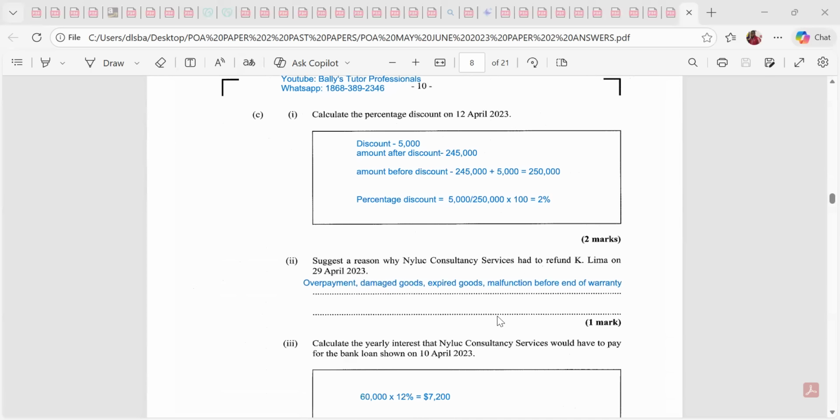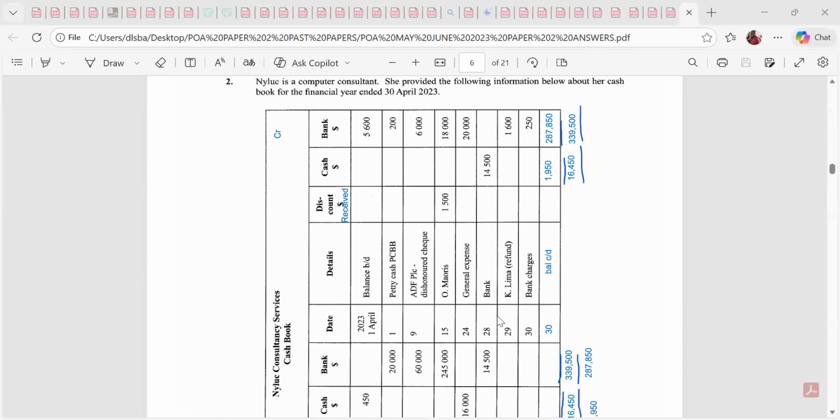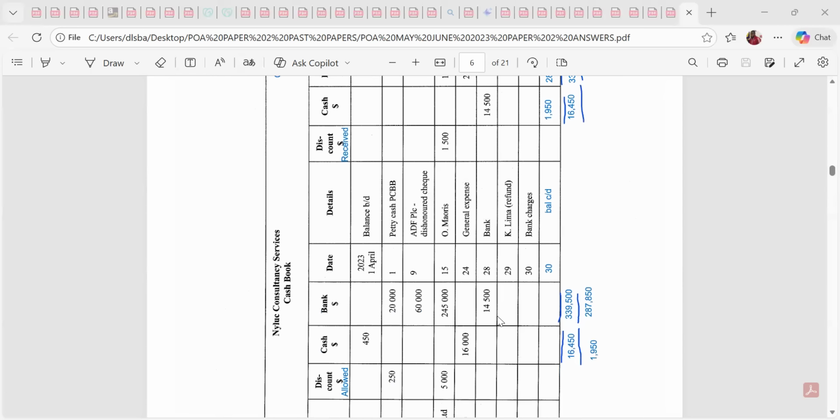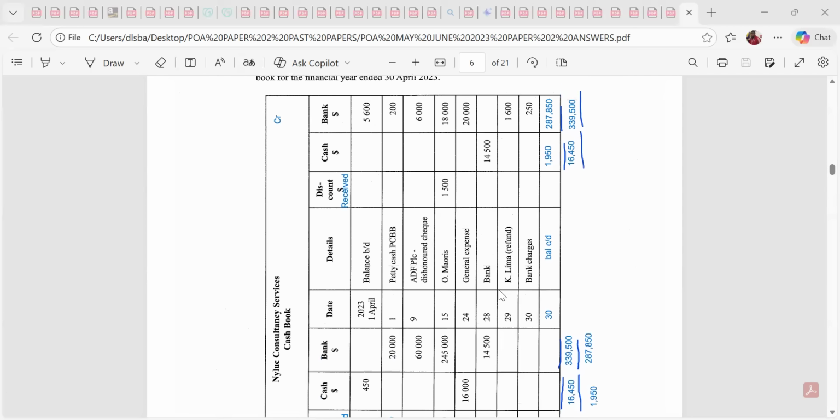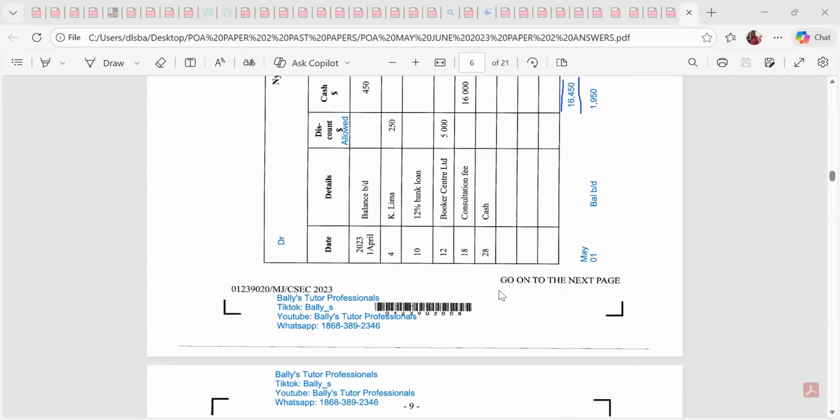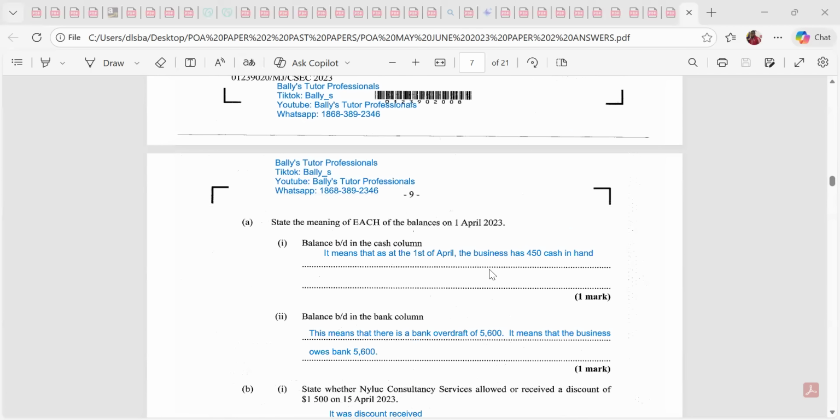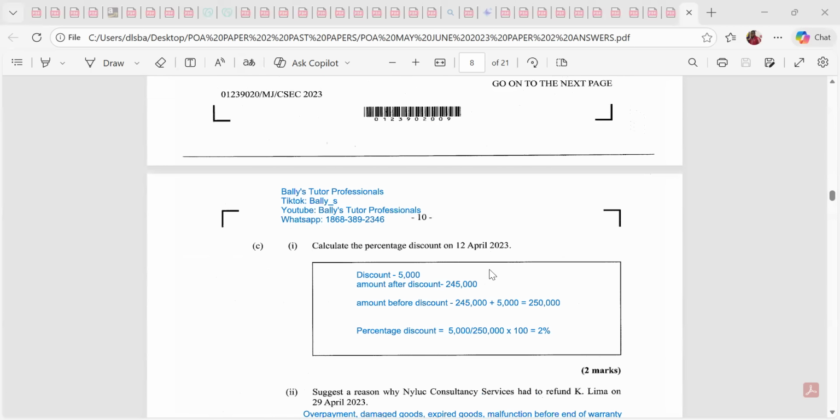So just the reason why Nila Consultancy Services had to refund Kelima might have been an overpayment. Or some of the goods were damaged, so they refunded some money to compensate. Anything like that could work.